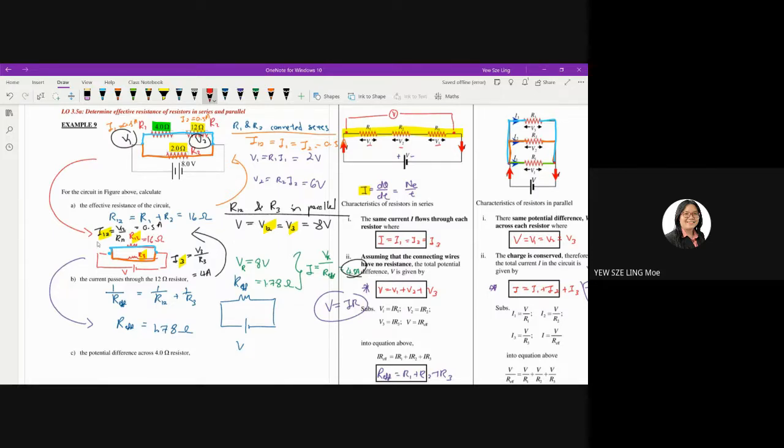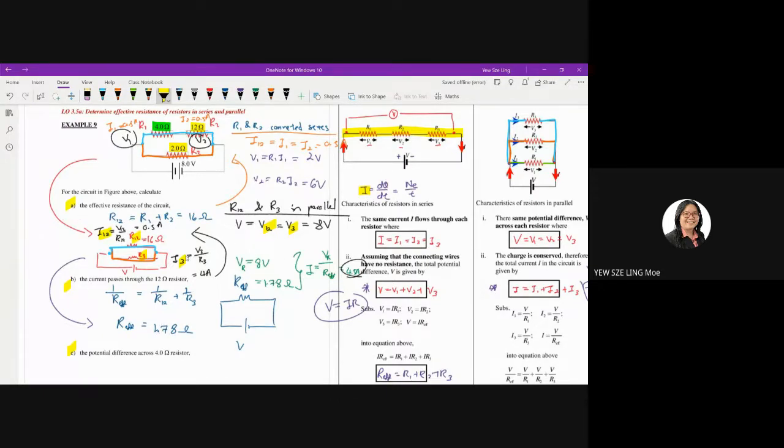So buat semua ini, baru kamu fill in the blank. Jawab questions A, questions B, and also question C. So I'll leave it to you. Okay, you answer questions A, B, and C based on what we have done here. Kamu sendiri cari nilai untuk A, untuk B, untuk C.